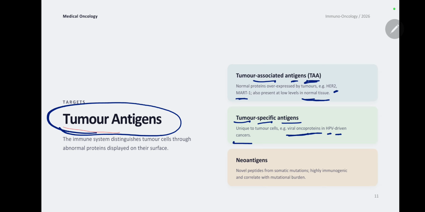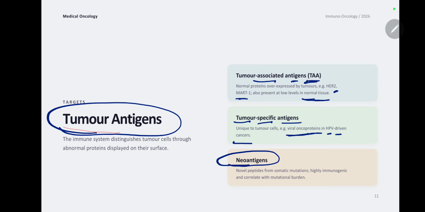And what are the HPV driven cancers? One is cervix cancer, vulva, vagina, penile cancer, anal canal cancer, and oral cavity cancer. Okay, third is neoantigen. What is the neoantigen?